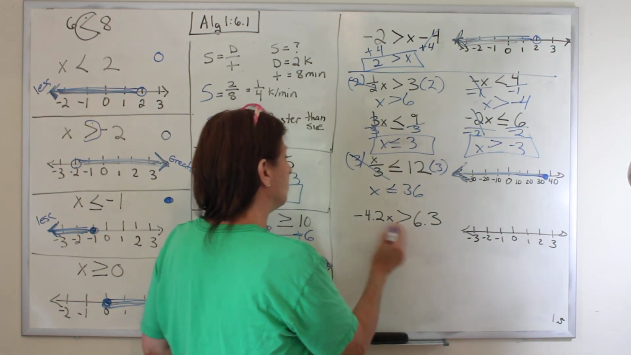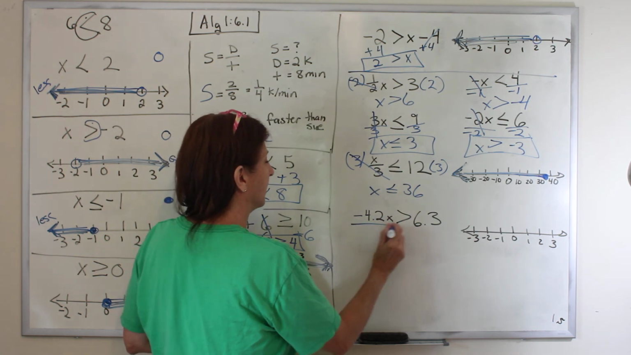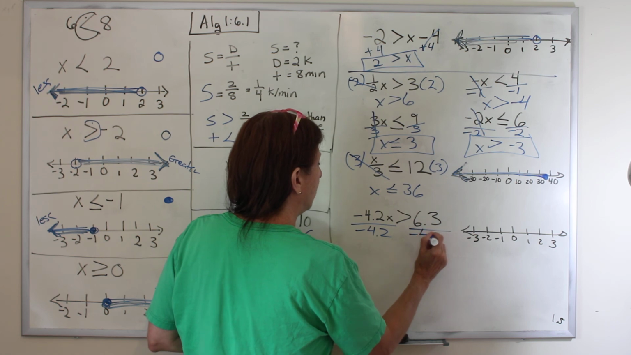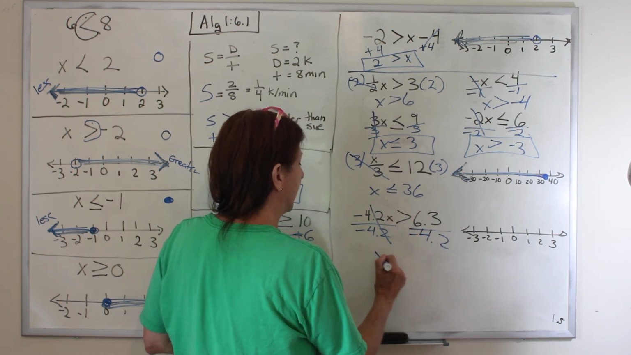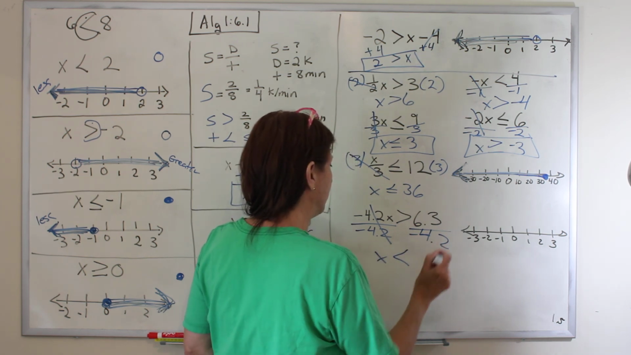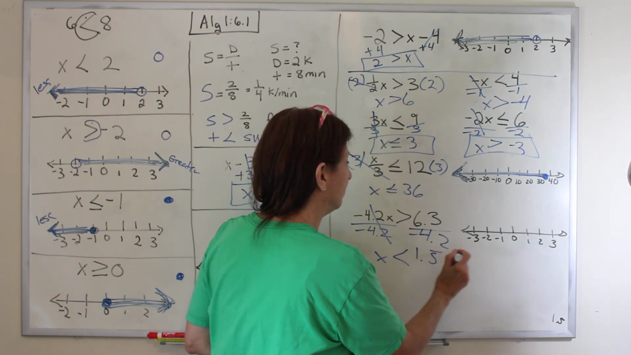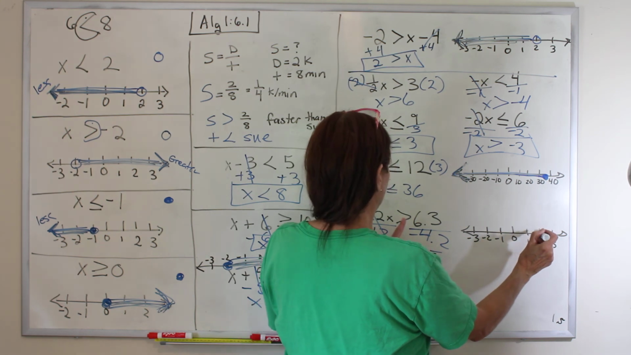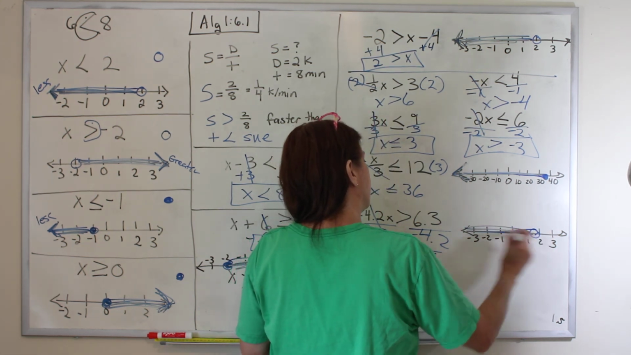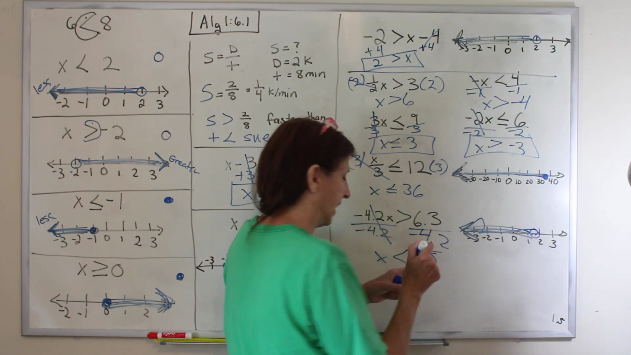And our last one, why is x not alone? It's being multiplied by -4.2. So we divide both sides by -4.2. Those cancel out. And we flip it, because it's dividing by a negative. And that's 1.5. Go over here to 1.5. It's a donut. X is less than. Color it on that side.